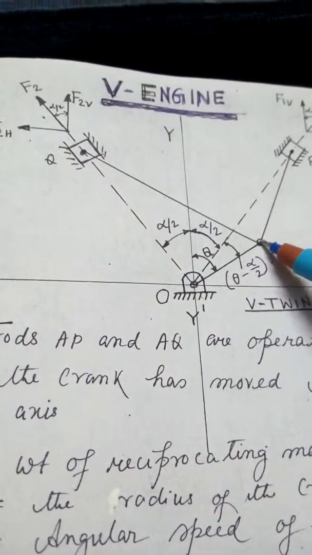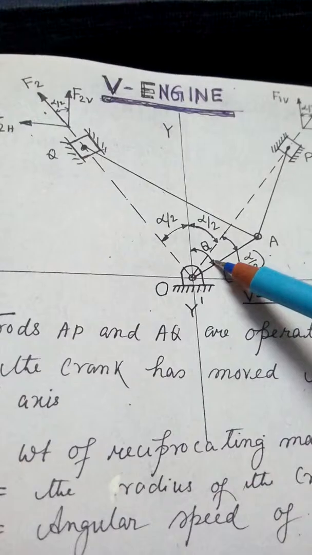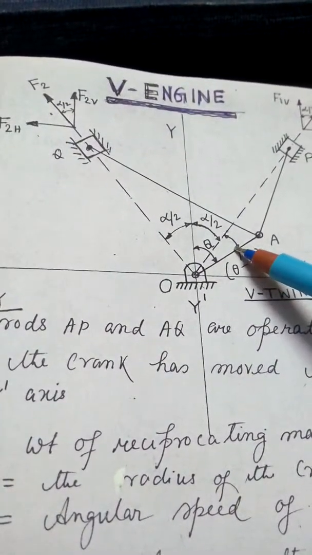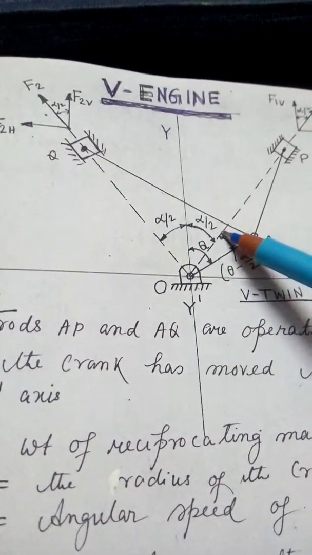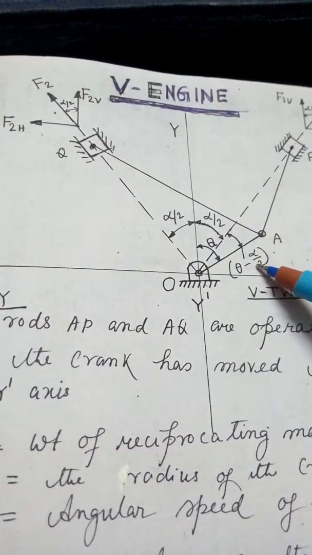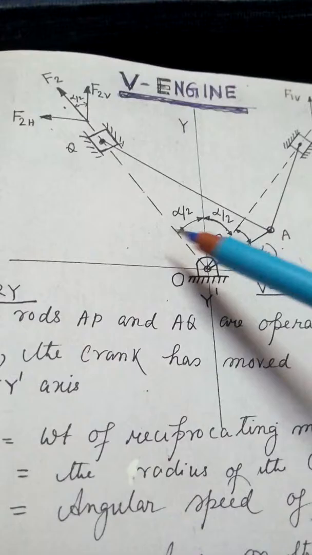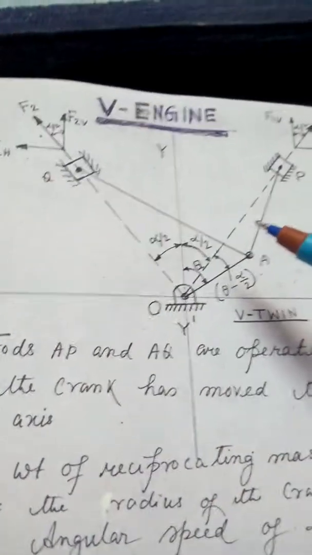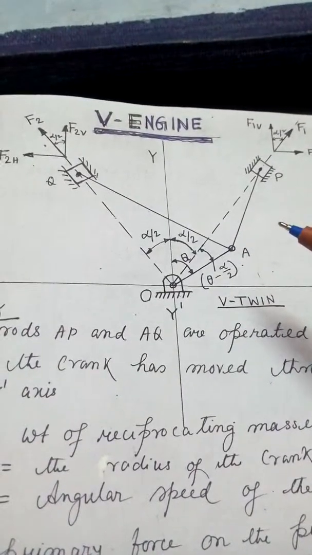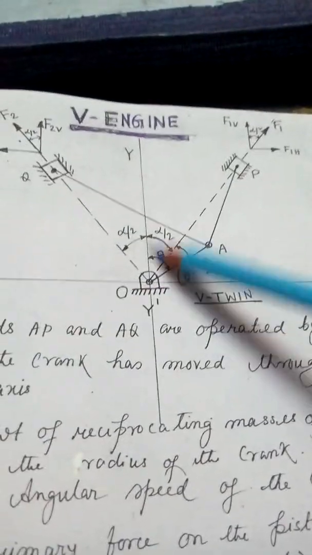Okay, the crank has shifted from the vertical with an angle theta. So this angle will be equal to this one, this angle will be equal to theta minus alpha by 2. Okay, now please draw the figure nicely. This is X, this is Y.